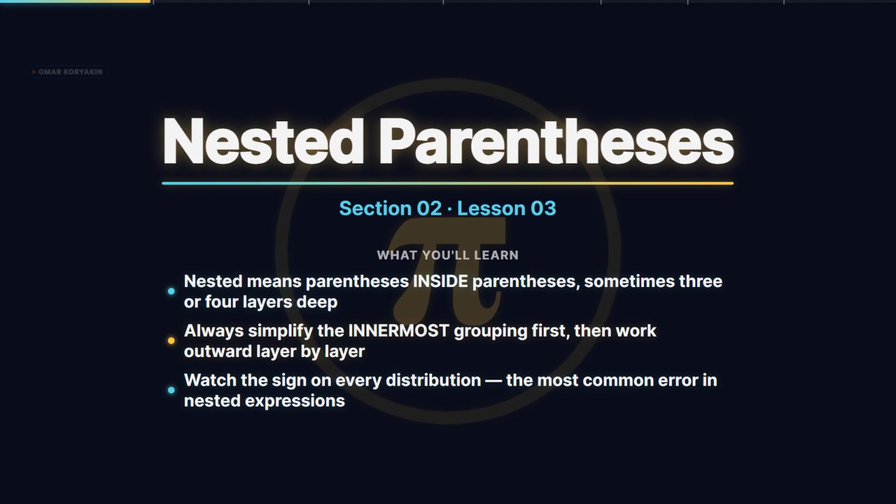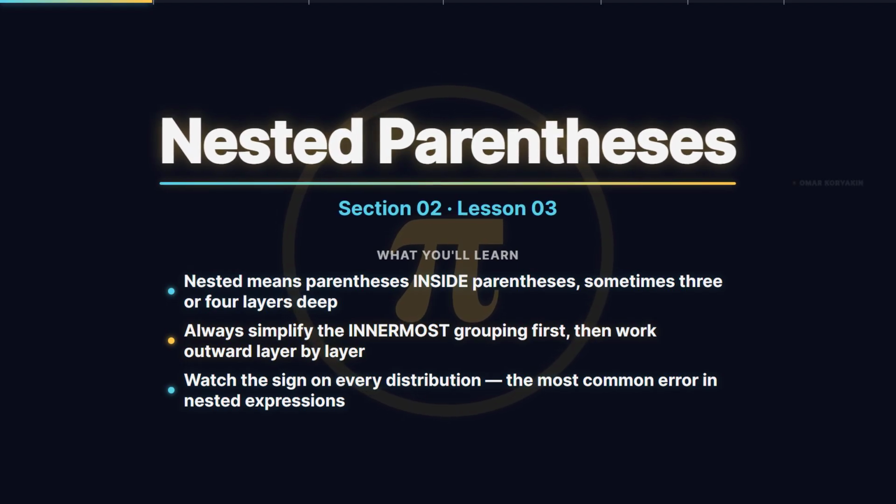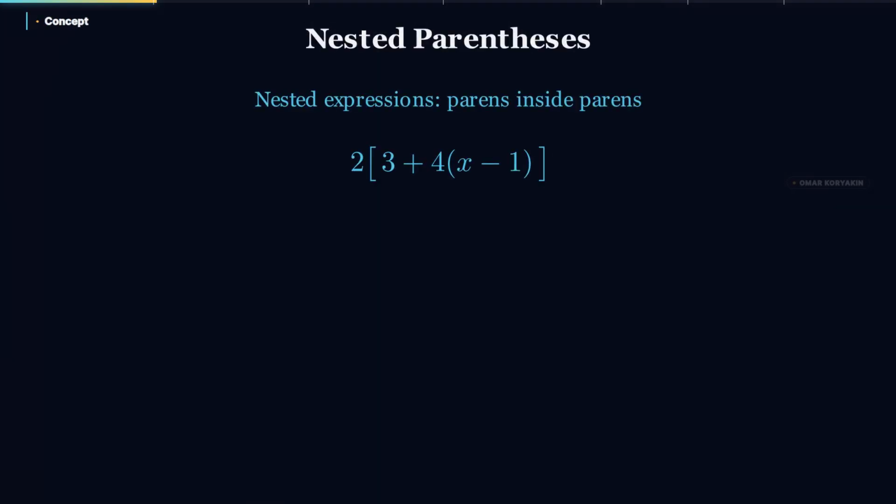Build the habit early, and it will save you many points across the rest of Section 2 and the algebra course as a whole. Take the expression 2 times the bracket containing 3 plus 4 times the quantity x minus 1. The square brackets contain a sum that itself contains a parenthesized chunk multiplied by 4. So we have 2 layers of grouping, with the inner layer being 4 times the quantity x minus 1 and the outer layer being the entire square bracket. Notation often uses brackets for outer and parentheses for inner, just so you can read the layers visually.